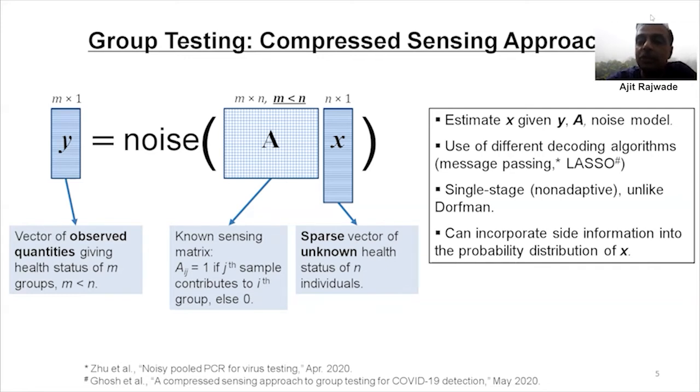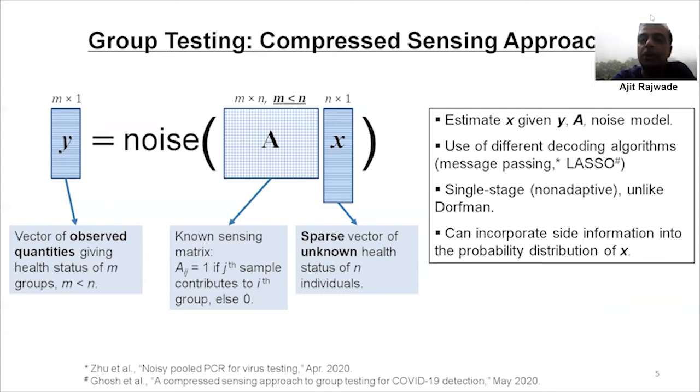A variety of different decoding algorithms can be employed for this. This includes message passing or lasso. Other approaches are possible as well. All these approaches are single stage or non-adaptive, quite unlike the Dorfman procedure, which was two-stage and in which the output of the first stage acted as input to the second stage.